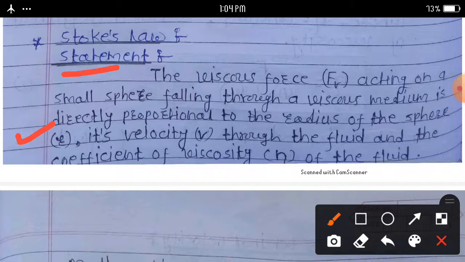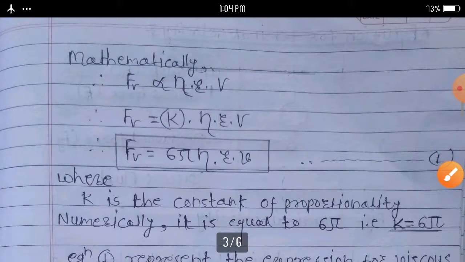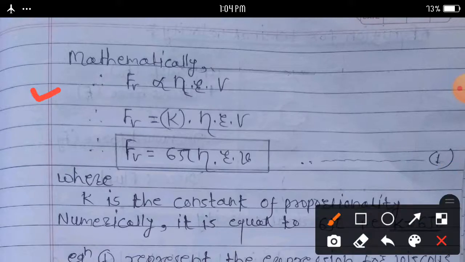Then we can write mathematically: F suffix V is directly proportional to eta, directly proportional to r, directly proportional to v. Removing the proportionality sign, we use some constant: F suffix V is equal to k into eta into r v. Here we can write F suffix V is equal to 6 pi eta r v.